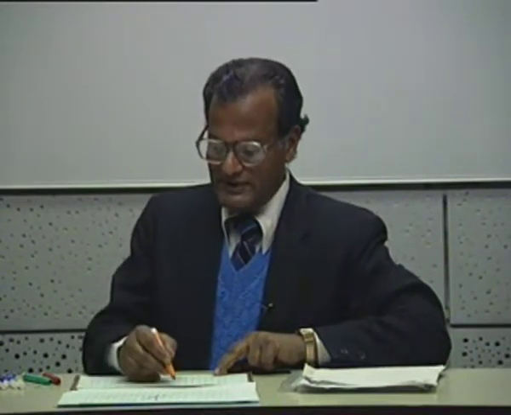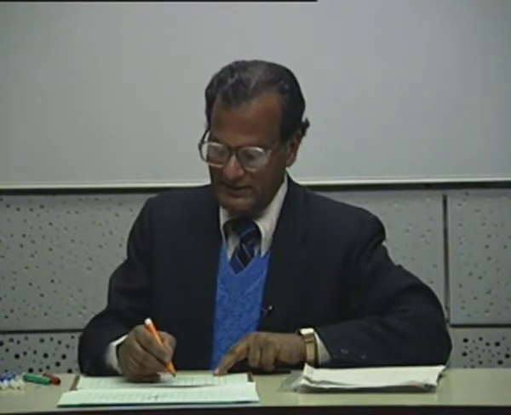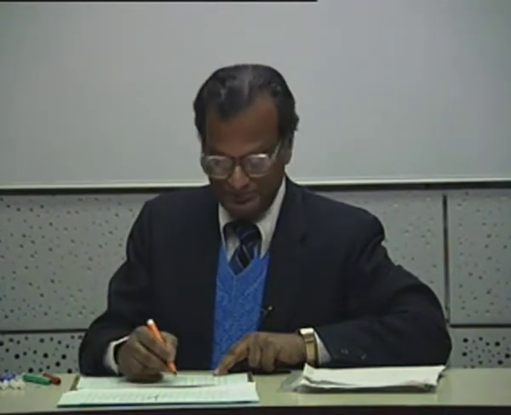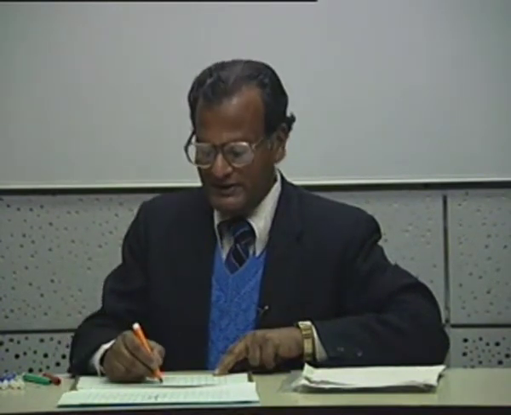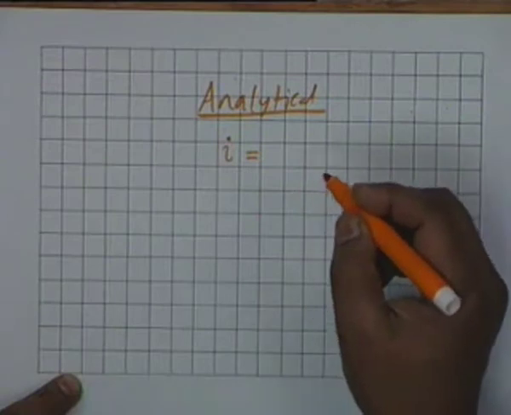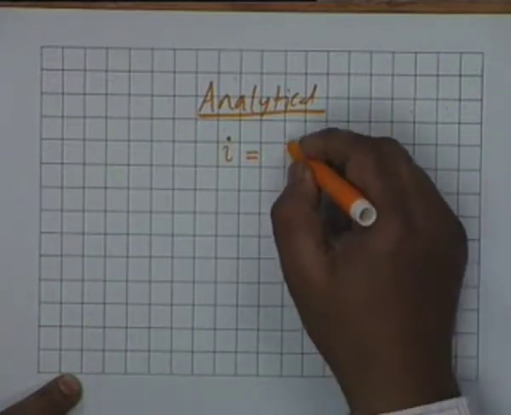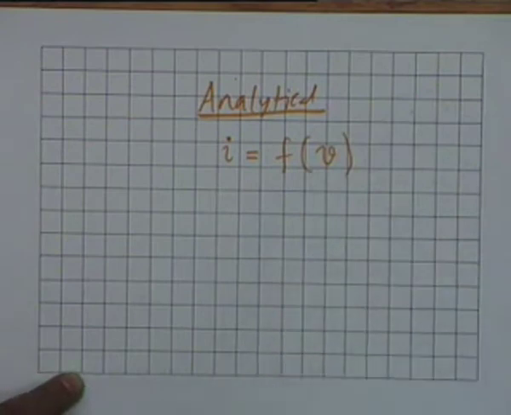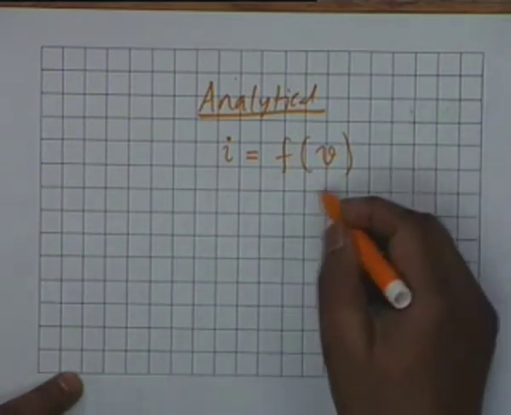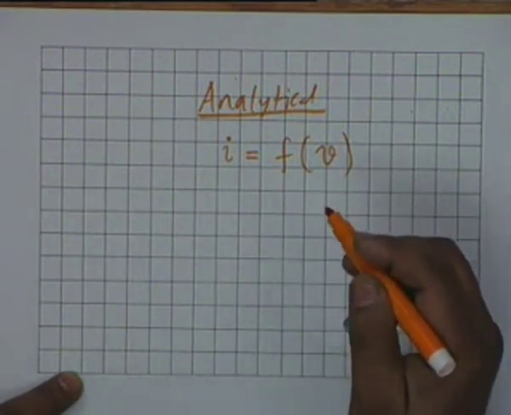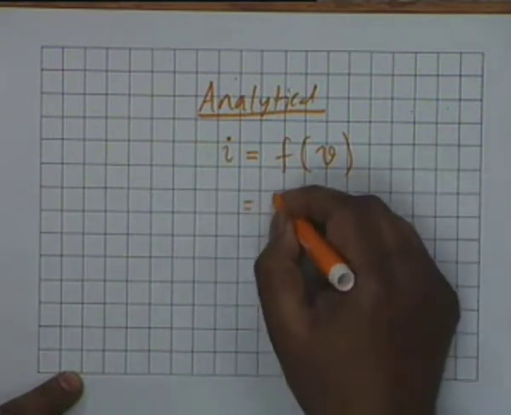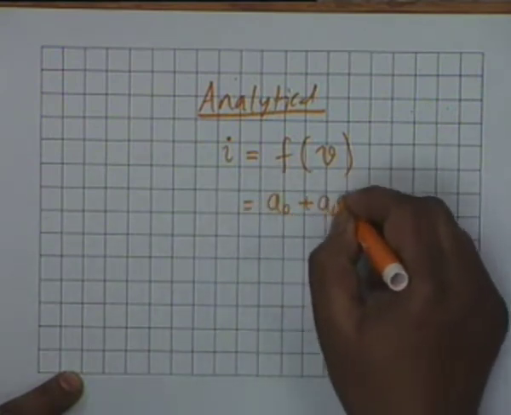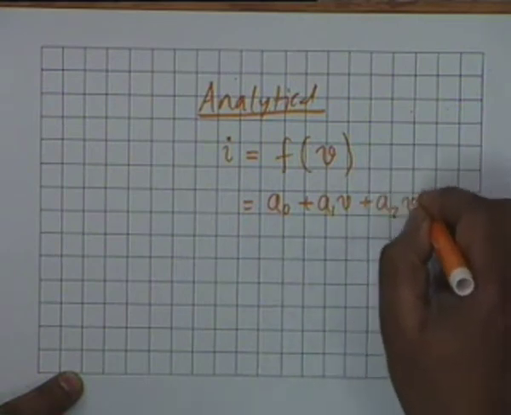What we do is, suppose we have a nonlinear resistor where the general characteristic shall be not I equal to V by R, but I equal to some function of V. And you know that such a function can always be expanded into a power series. That is, I can write this as A0 plus A1 V plus A2 V squared and so on.